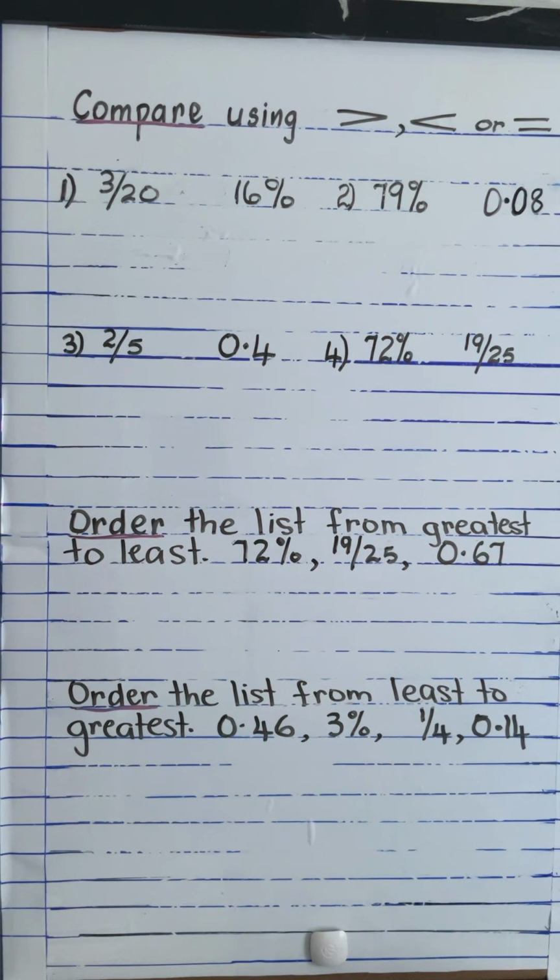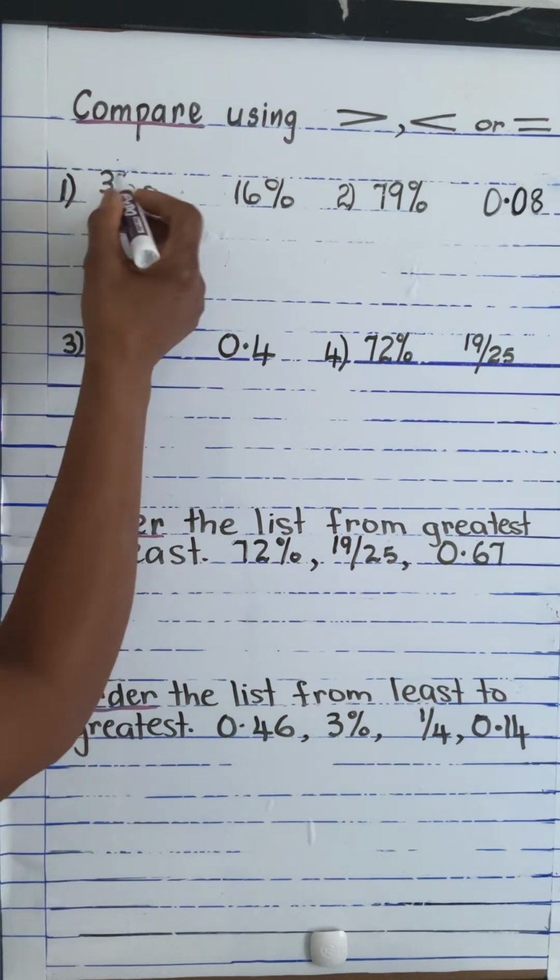What we do is try to make it easier for us by bringing them to the form that will give us less conversion. Most times when we change them to fractions, sometimes we have to change again to make the fractions have the same denominator. So most times the easiest one is not fraction. So let's bring this fraction to percent to make it easier for us.